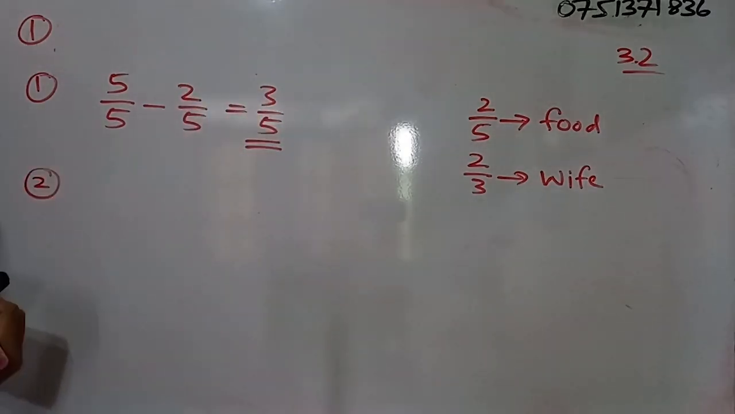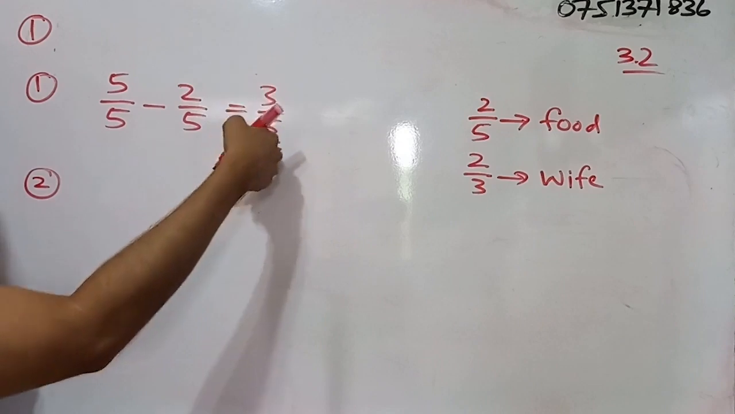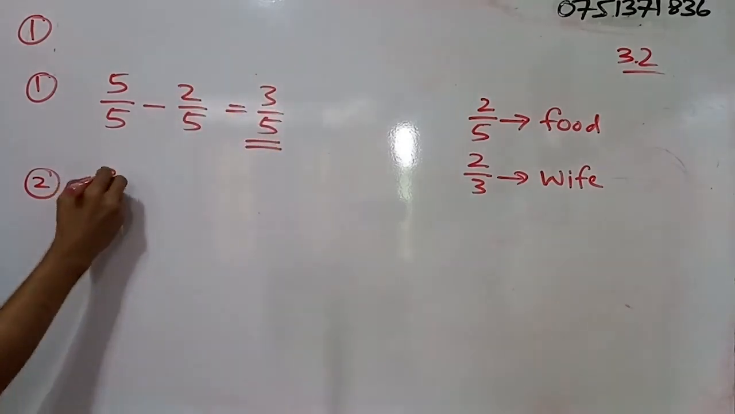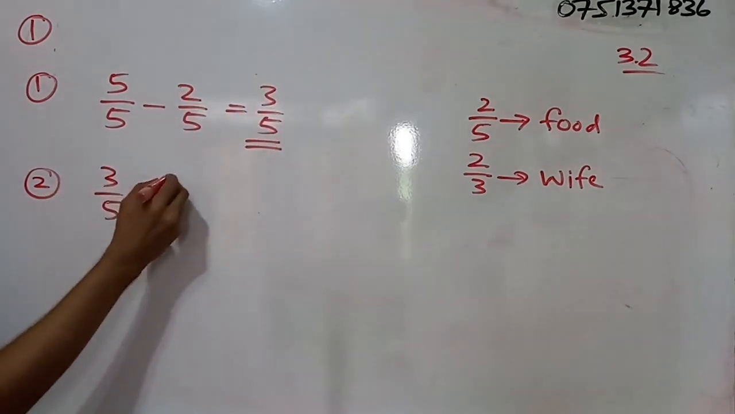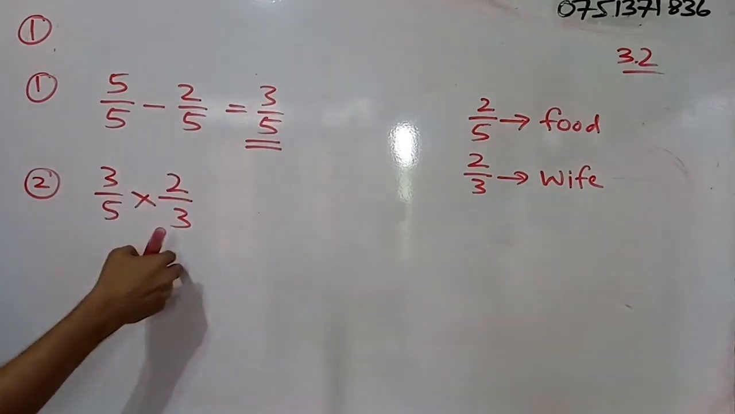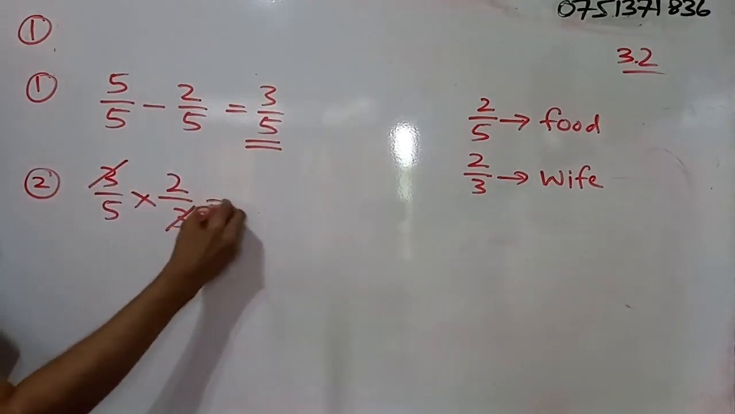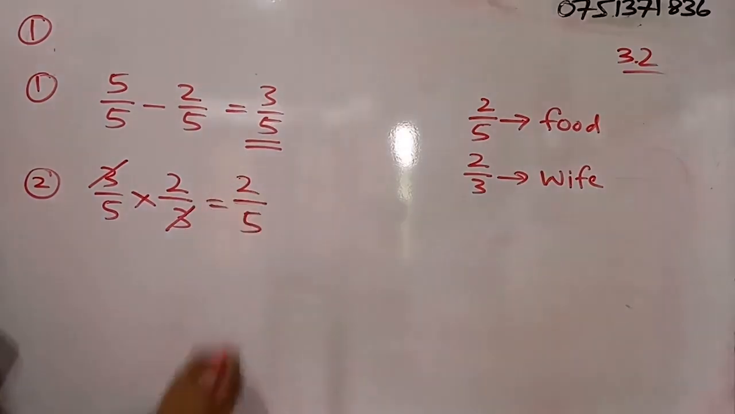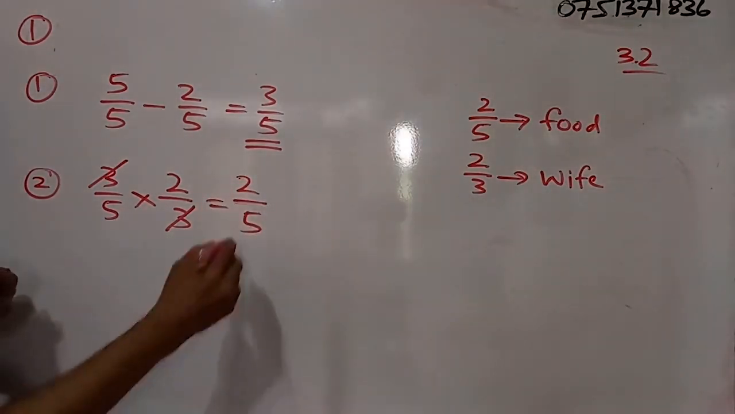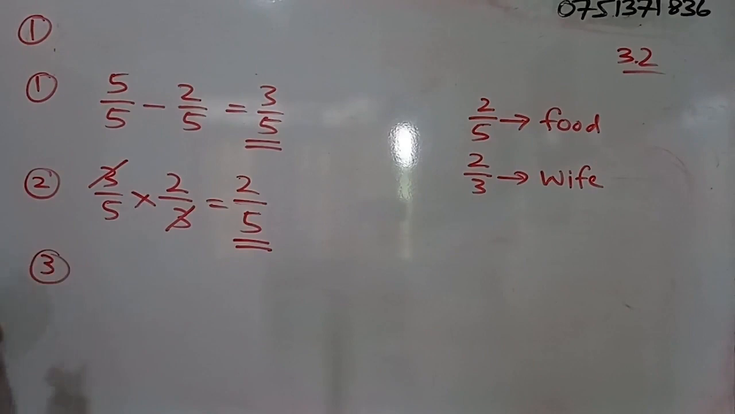Part 2, what fraction of his salary does he send his wife from the remaining amount? That is 3/5. From that, he sends how much? As a fraction, 2/3, right? So he sends 2/5, right? 2/5. Okay, so the third part.